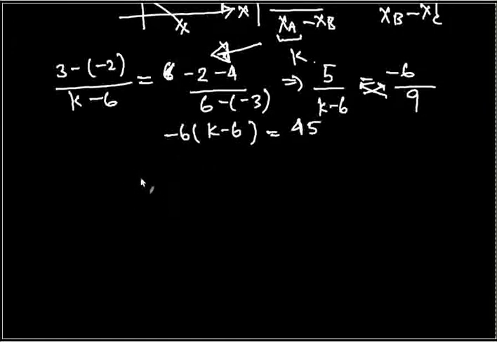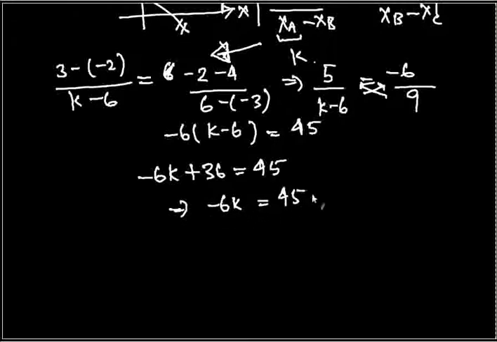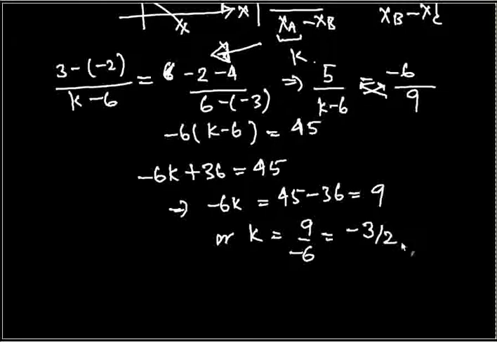And what that means is that minus 6k and minus 6 times minus 6 is plus 36. So minus 6k plus 36 is equal to 45. Which implies that minus 6k is equal to 45 minus 36, which is equal to 9, or k is equal to 9 divided by minus 6, which if you just divide the numerator and denominator by 3 will just give you minus 3 by 2.